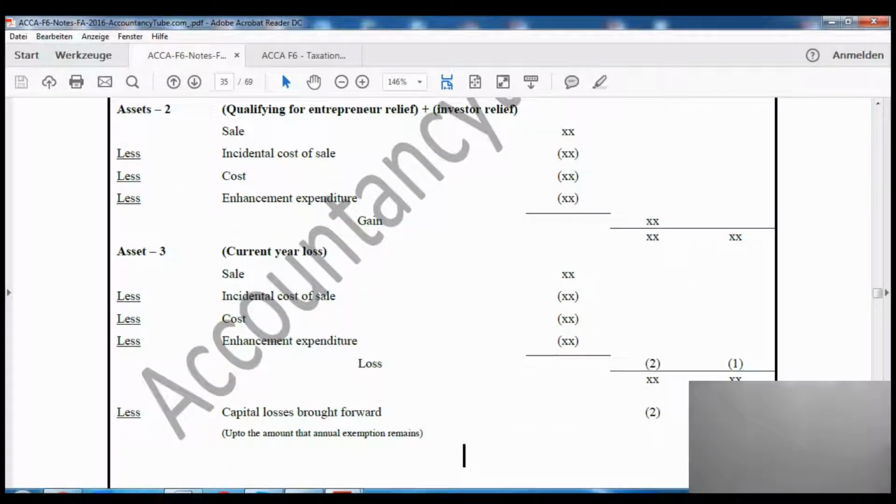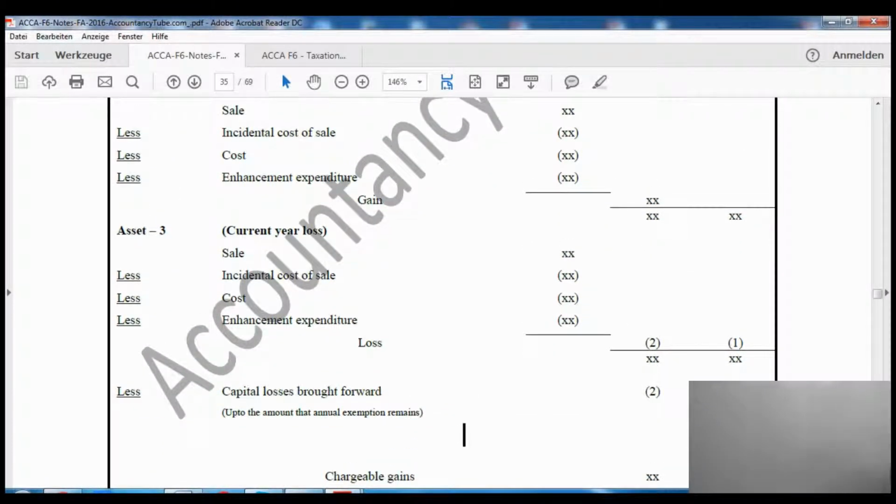or investors relief. So we'll take the sales again and we'll take the incidental cost of sales out of that. We'll deduct the cost as well and enhancement expenditure. Net amount is going to be again a gain, and these are the assets not qualifying. So these are the assets qualifying for entrepreneurial relief or investors relief. After that, we have to deduct the current year's capital loss if we have any. So we'll take the sales, then the incidental cost of sales and cost and enhancement expenditure will be deducted out of that. That is our loss.